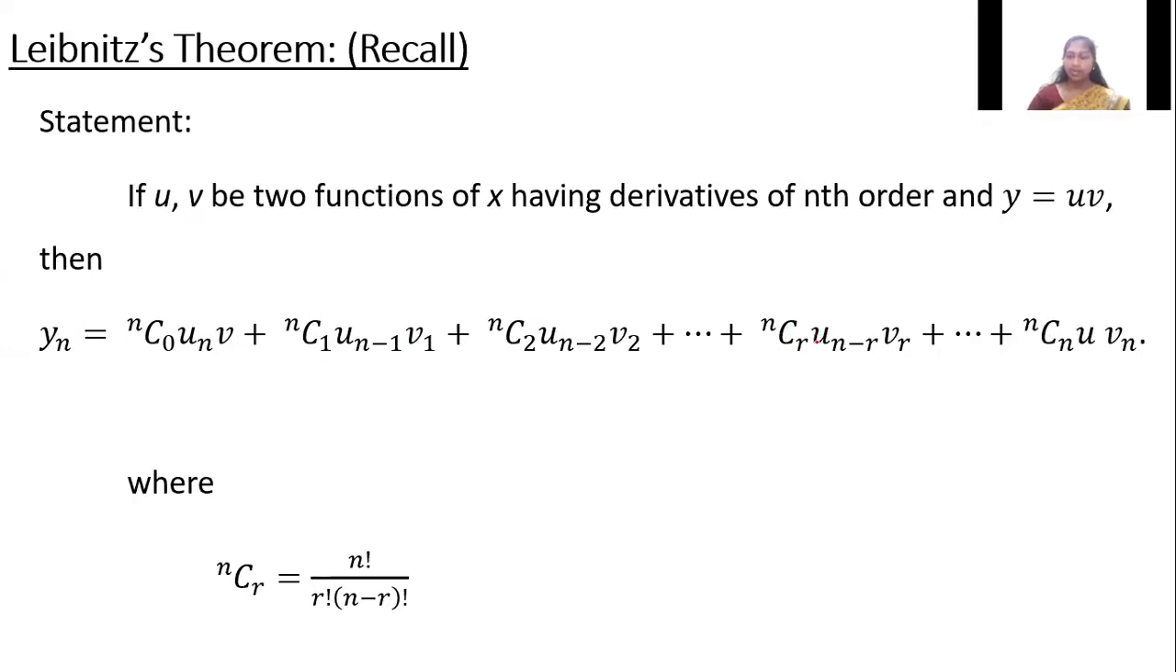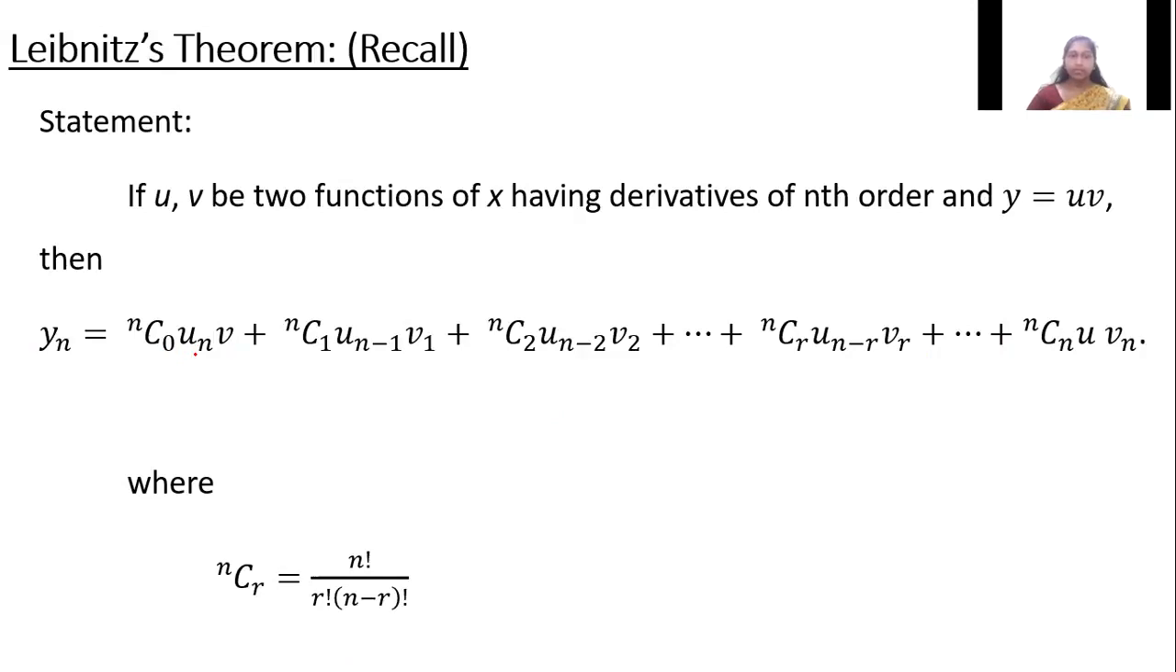General term nCr un minus r vr plus etc. The last term is nCn u vn, where nCr is equal to n factorial divided by r factorial into n minus r factorial. And you can see that there are n plus 1 terms on the RHS, or in the formula, starting from nC0 and ending with nCn. Okay, so 0 till n. So there are n plus 1 terms.